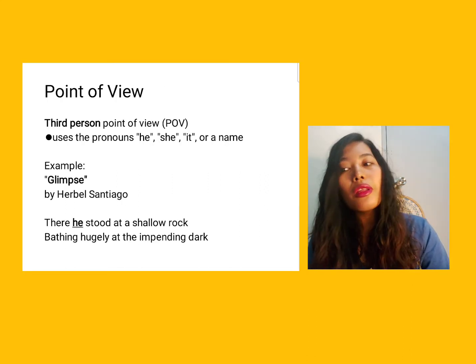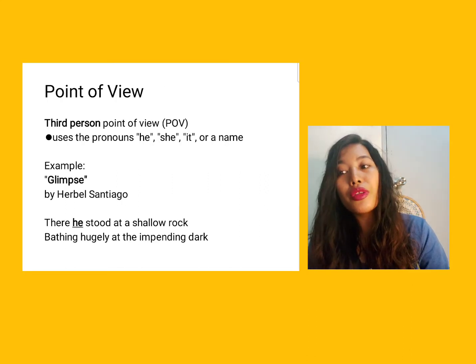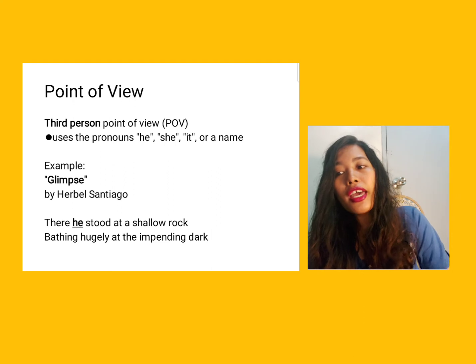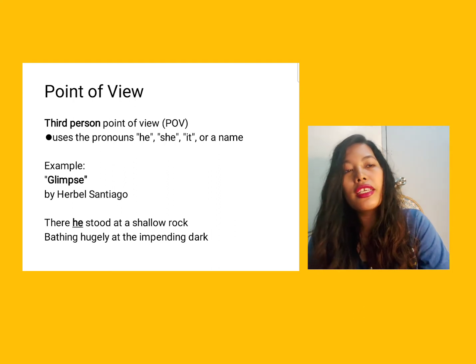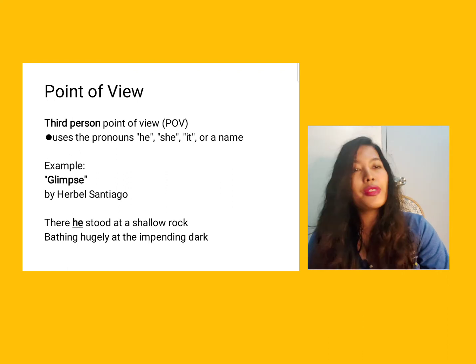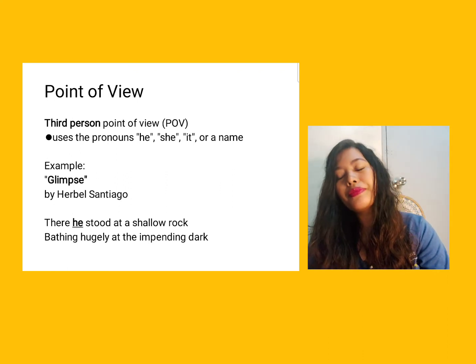Now we have another point of view. The third one is third person point of view. It uses the pronouns he, she, it, or another name. And once again, I am using an extract from my poetry, Glimpse, by Herbal Santiago. Let me read it.